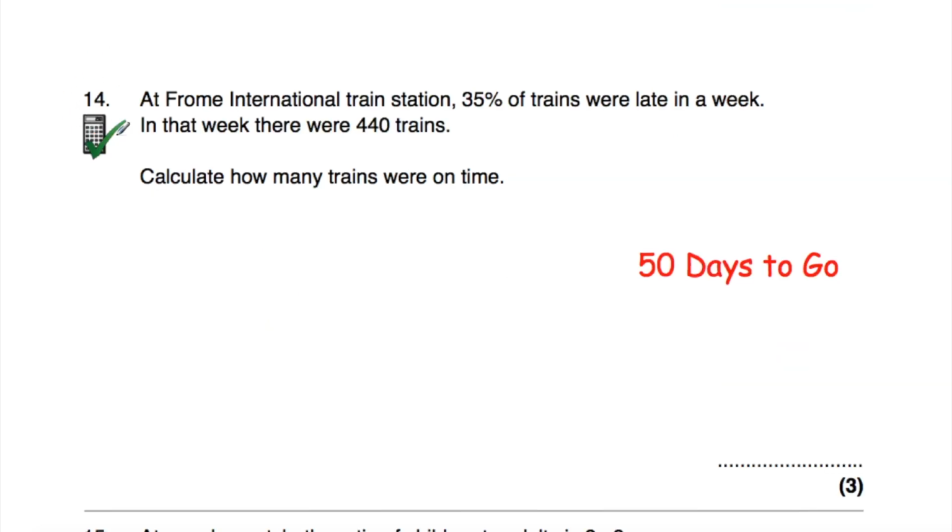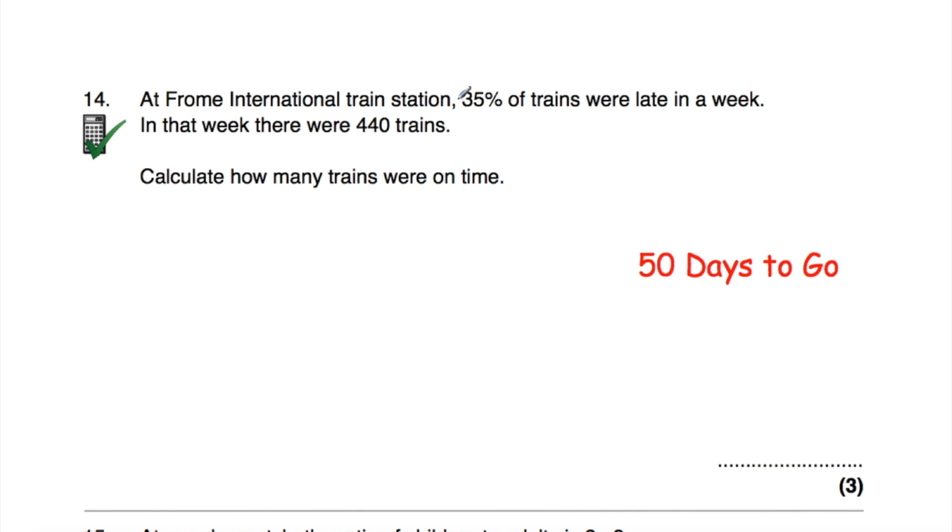Okay, let's look at our next question, question number 14. Question number 14 is a percentages of amounts question, and we covered that with 50 days to go. We're told at Frome International Train Station, that's quite funny if you know what Frome Train Station looks like, there's 440 trains, and 35% of them were late. We've been asked to work out how many trains were on time.